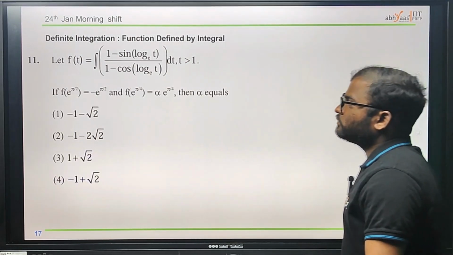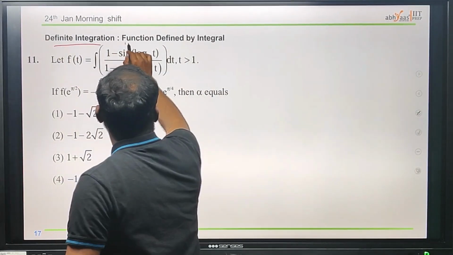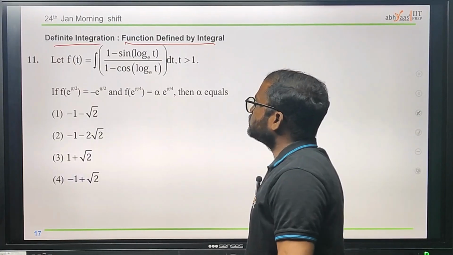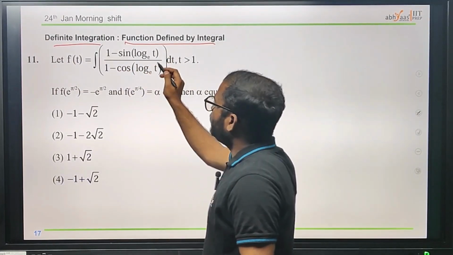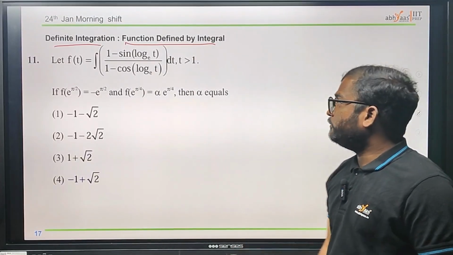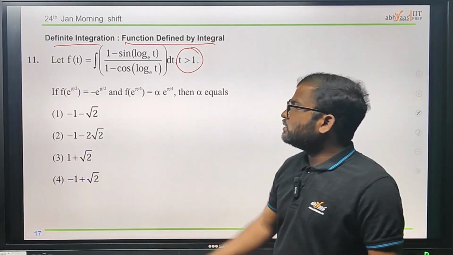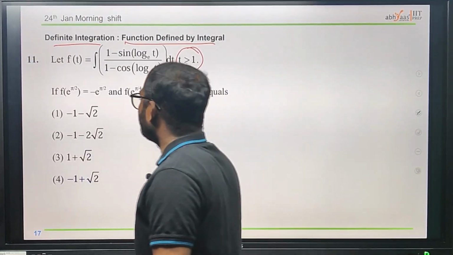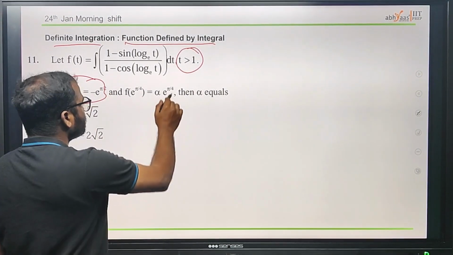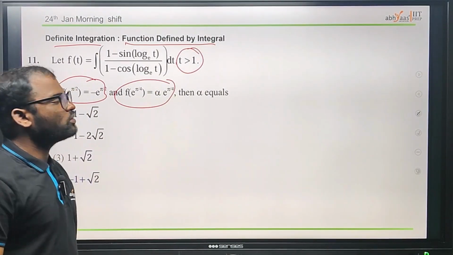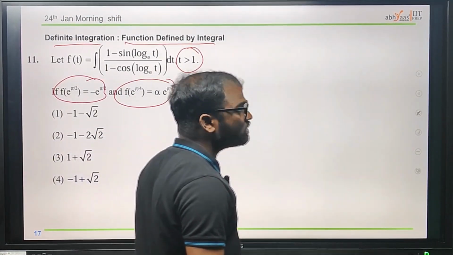Now the next question, on the basis of indefinite integration, is a function defined by the integral. Just see here, in the integration part we have 1 minus sine of log t and 1 minus cos log t, where t is greater than 1. Now f of e power pi by 2 is equal to minus e power pi by 2, and they also gave f of e power pi by 4 is equal to alpha into e power pi by 4. What is the value of alpha? This is what I was asking.